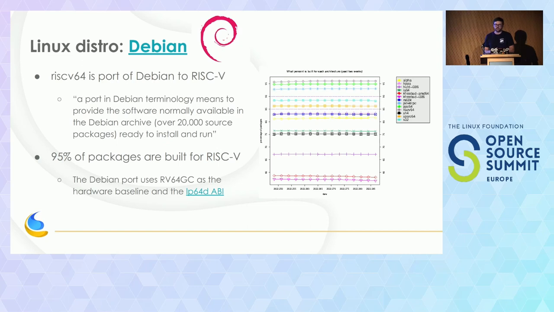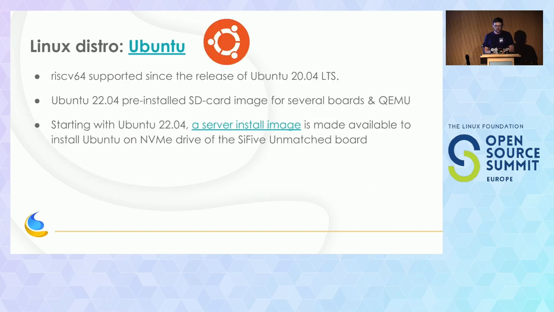95% of packages are building now in Debian for RISC-V. So I think it's actually the top line there on the graph. RISC-V actually has pretty good coverage in Debian. And Ubuntu is starting to officially support several different RISC-V boards. They have a team now. They've hired several developers from the Linux RISC-V community and U-Boot to work on RISC-V. So they're putting a lot of effort into supporting RISC-V now.